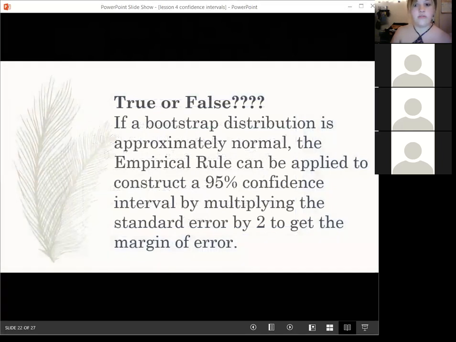Alrighty. True or false? If a bootstrap distribution is approximately normal, the empirical rule can be applied to construct a 95% confidence interval by multiplying the standard error by 2 to get the margin of error.